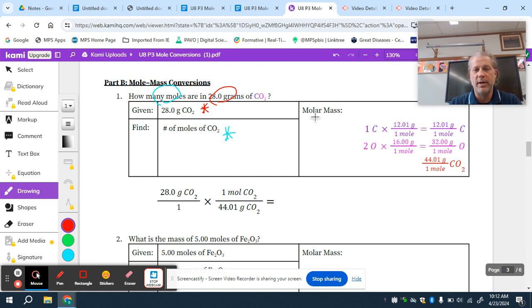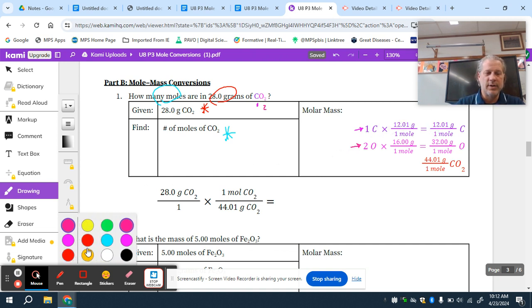But we have to first remember to calculate the molar mass. In carbon dioxide, C, there's only 1 there, which is why I have a 1 here. And then there's a 2 behind the O, so that's why I have a 2 here. So I'm going to take 1 carbon times the mass of carbon, which is 12.01, and 2 oxygens times the mass of oxygen, which is 16, and I get 32.